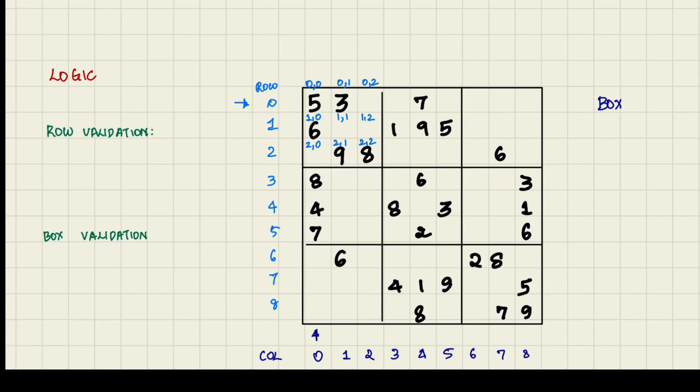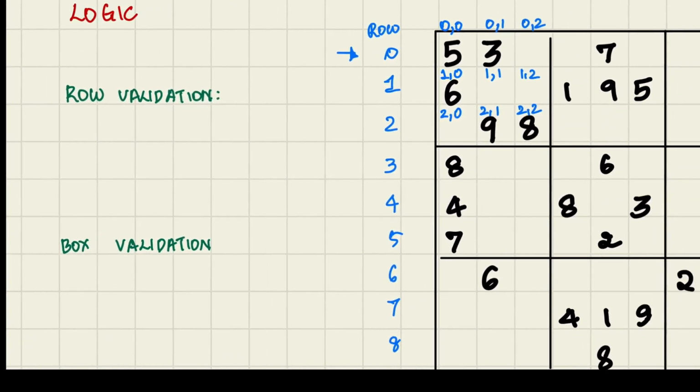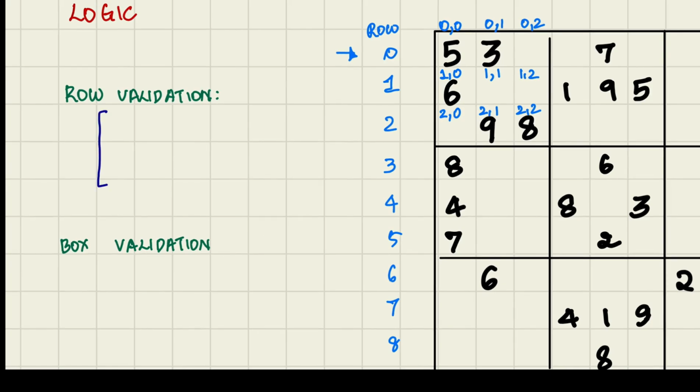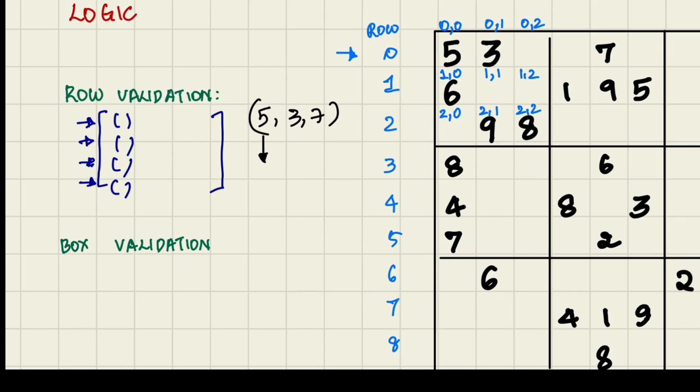We can use something called hash sets. What we're going to do is, again, we'll take a matrix. You can just imagine the matrix. So we'll have 9 sets, representing each row. For this, let's walk through the same example of 5, 3, 7. These are the first row elements. What I'll do is I will store 5 here.